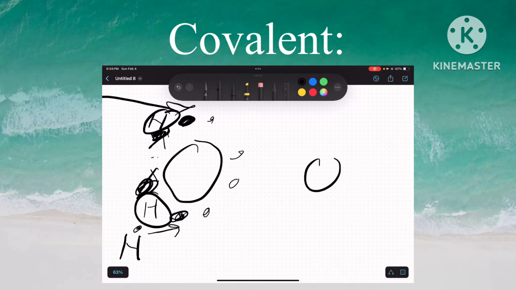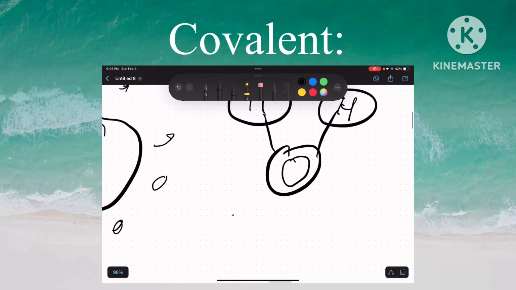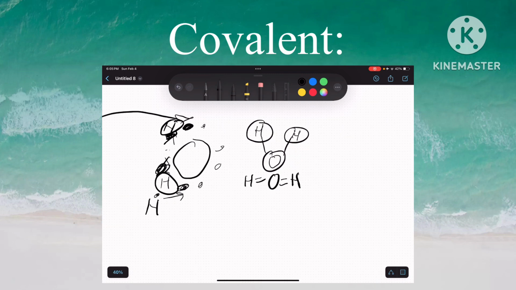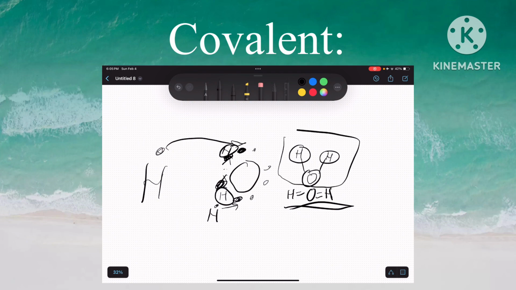And for the compound, you would write H2O. All right, and then if you want to draw it differently, I'm pretty sure it's like H, double line, O, double line, H. So I'm pretty sure that's how you would do it. I'm not so sure about this, but I know this is right.